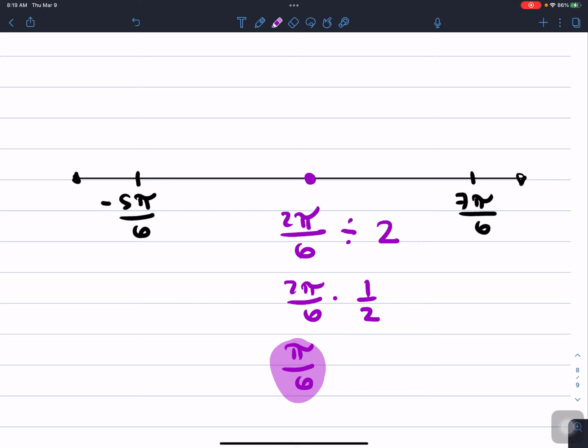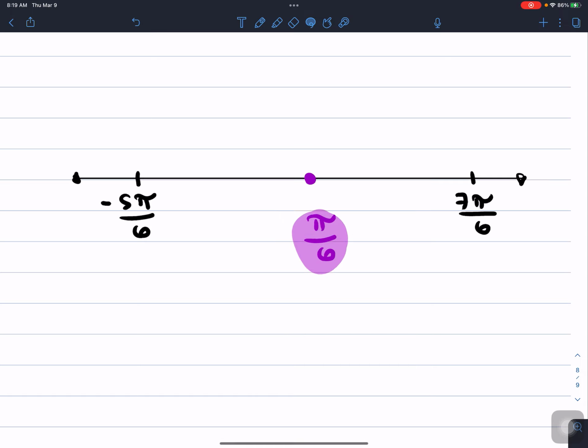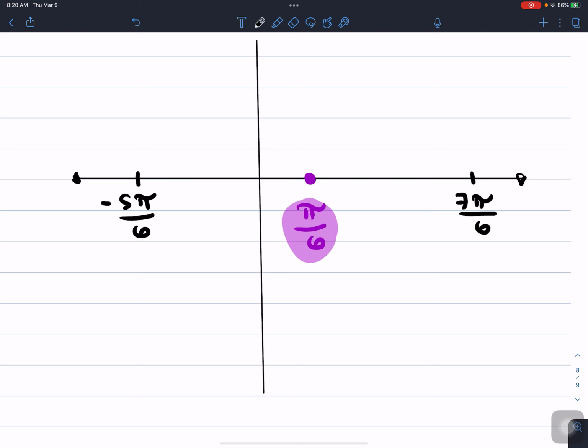All righty. Now you might say, Mr. Judge, where am I going to put my y-axis here? Well, what do you guys think? Is the y-axis in the middle between negative 5 pi over 6 and pi over 6? Or is it closer to pi over 6? Where is 0 closer to? I'd say pi over 6. So even though this is just a sketch, I'm going to try to put it a little bit closer to what?